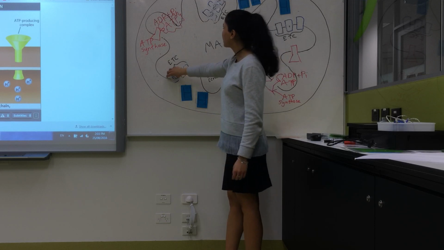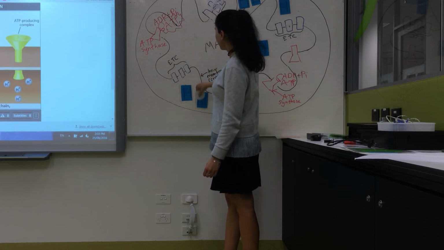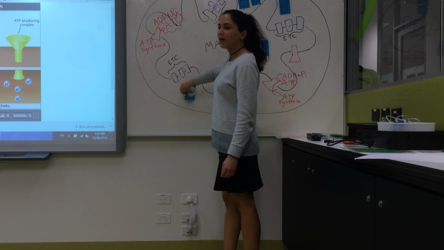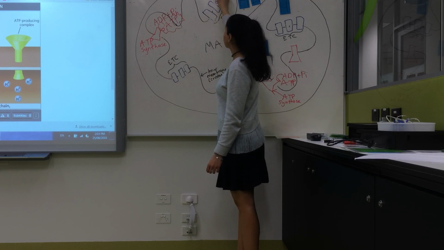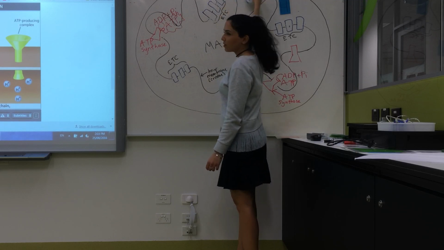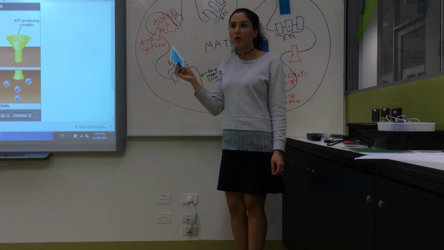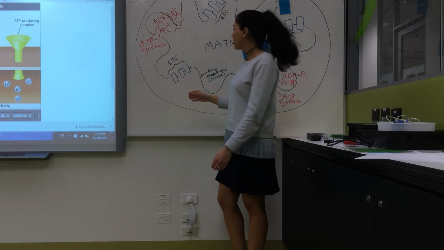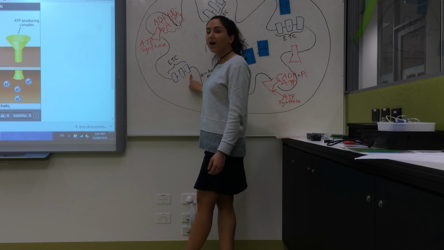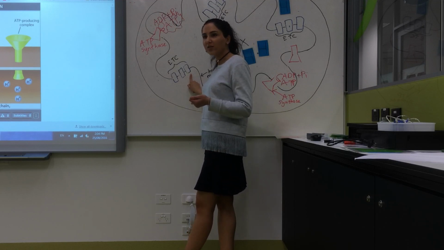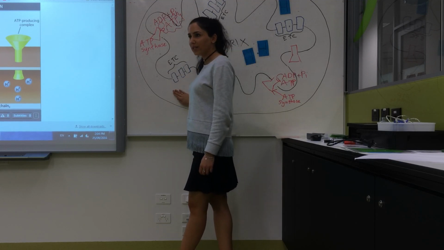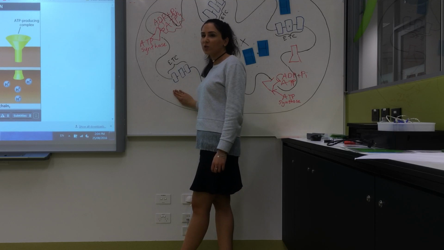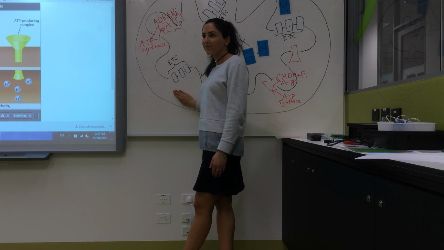Oxygen will come along, take 2 electrons, 2 hydrogens, and combine to form water, H2O. Now these electron transport pumps are free to bind to more electrons and continue pumping hydrogen from the matrix into the intermembrane space, therefore making a concentration gradient so that ATP synthase can work.